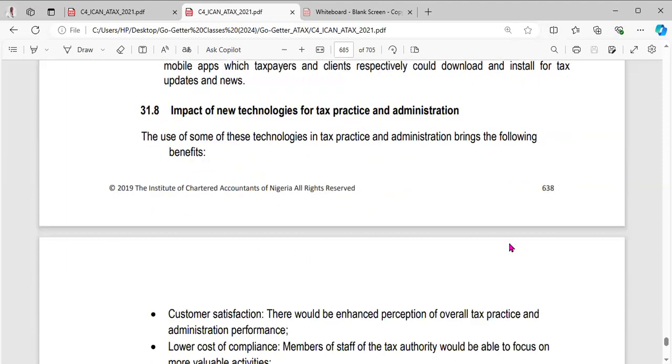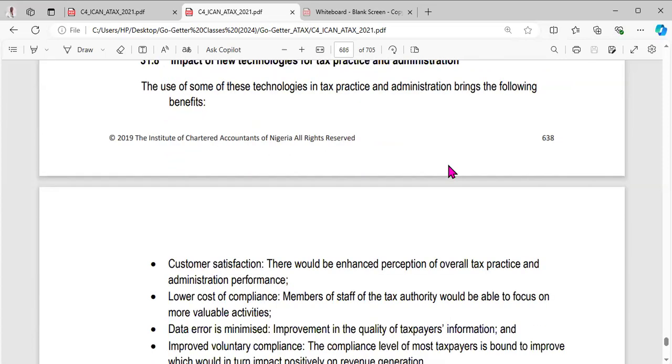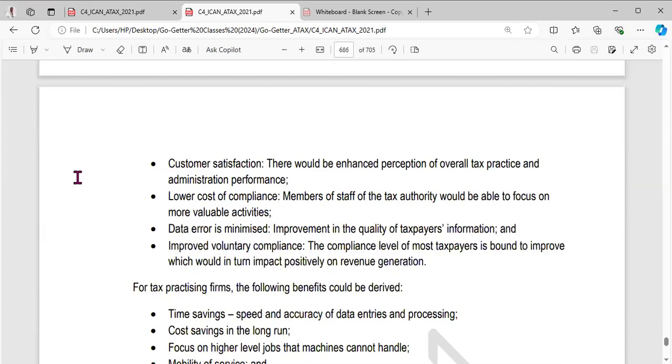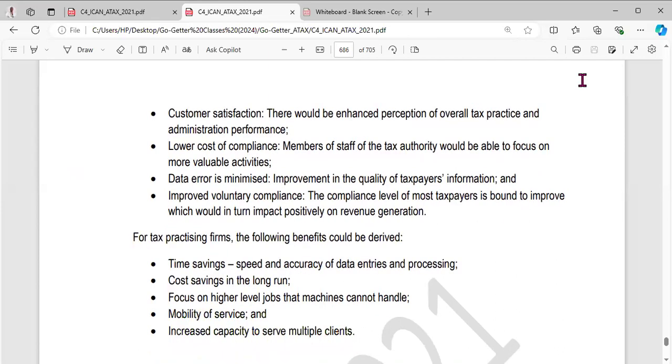So what is the impact of this new technology for tax practice and administration? One, it will yield customer satisfaction. This is because the overall performance will be improved. There will be an improved overall performance because we are using digital services. You tend to satisfy the customers more than when you are doing the traditional method. Then there's lower cost of compliance. The tax authority doesn't need to start chasing people, coming to the office physically to check their books, to see if they are compliant.